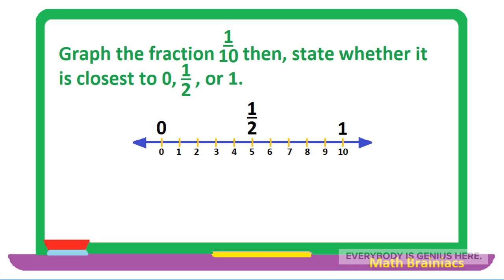Half of 10 is 5, so we are going to place 1/2 on top of 5, and 10 will be number 1. The numerator is 1, so we are going to locate number 1 on the number line. And 1 is 1 portion away from 0, and 4 portions away from 1/2. Therefore, 1/10 is about 0.